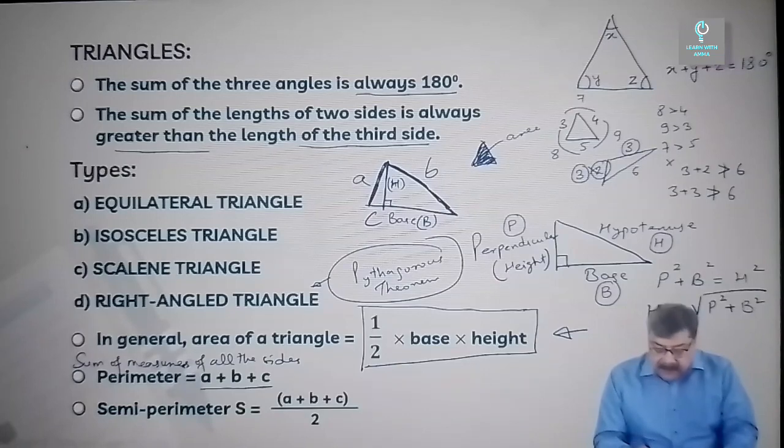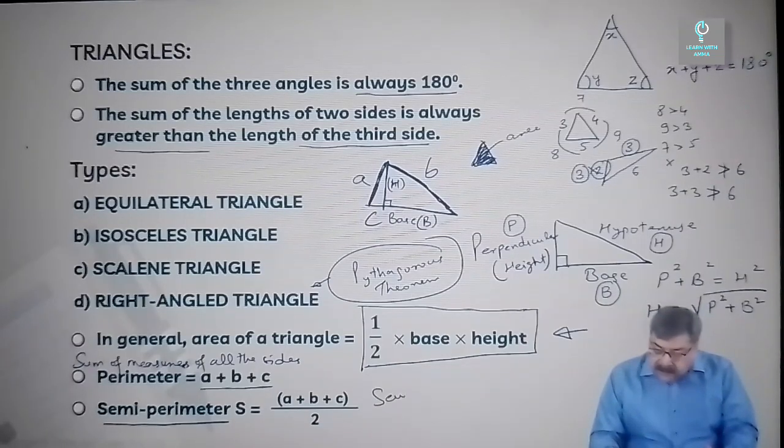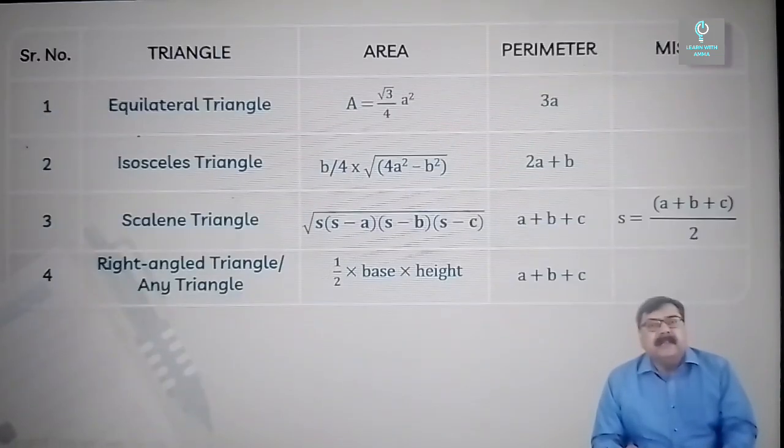Now there is another concept which is used in a formula, and that is semi-perimeter. Semi-perimeter is denoted by S, which is used in the formula for finding out the area of a scalene triangle. As the word semi means, it is half of perimeter. So this, we know, is perimeter, A plus B plus C, divided by 2, and that is represented by the letter S.